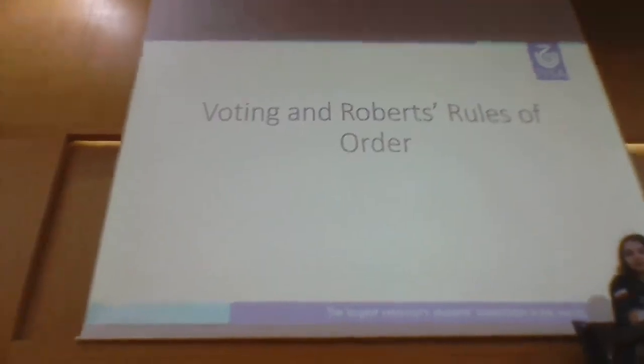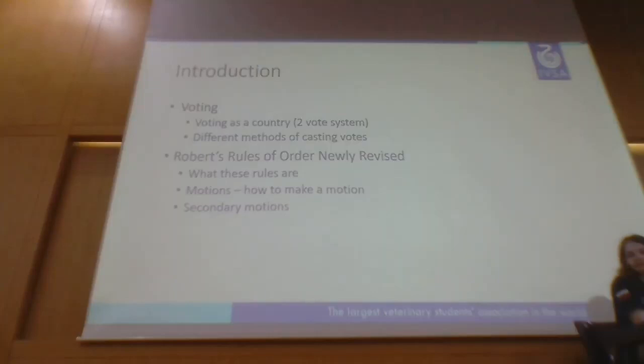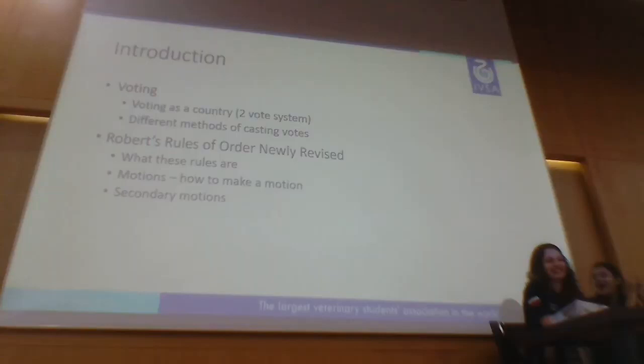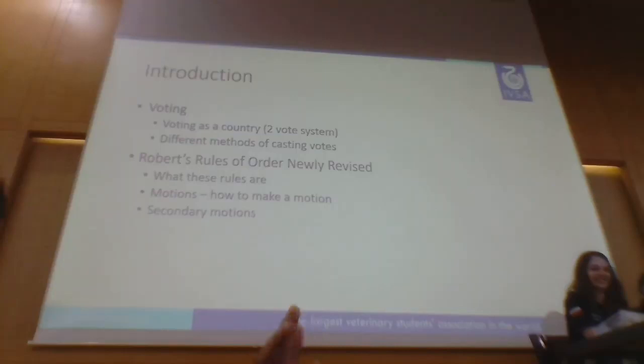On how things work, so that you hopefully can understand a bit better. Just as an introduction, for voting, you operate as a country. So regardless of whether you come from different universities, you're still voting as a country. You get two votes per country, regardless of how big your country is. Whether you're one person or 20 people, each country still gets two votes. And there are different methods of casting votes, which I will explain a bit more later.